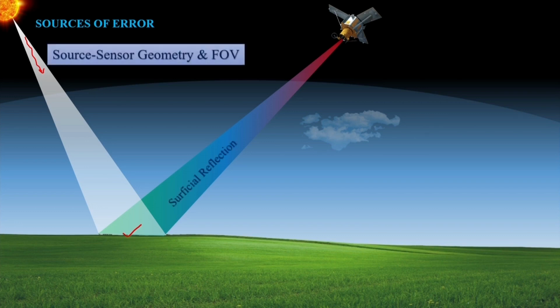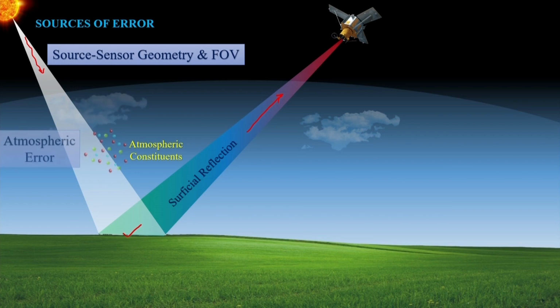Here the first thing is source sensor geometry, which we have already covered in the last lecture: what we mean by source sensor geometry and field of view, what the impact of these two is on remotely sensed images, and what kind of error they can introduce to your data. In this case, we assume that our atmosphere is opaque, there is nothing to interact with, so everything is going and coming back to the sensor.